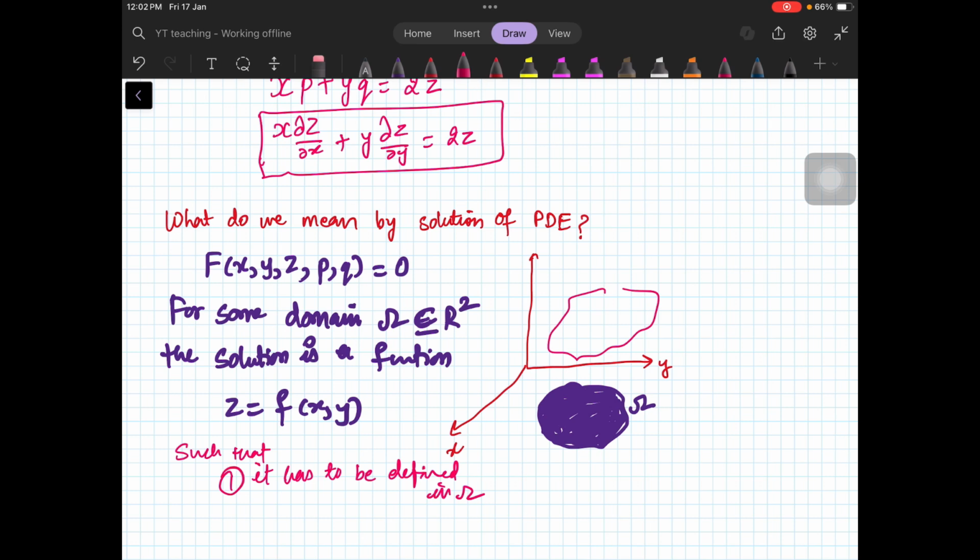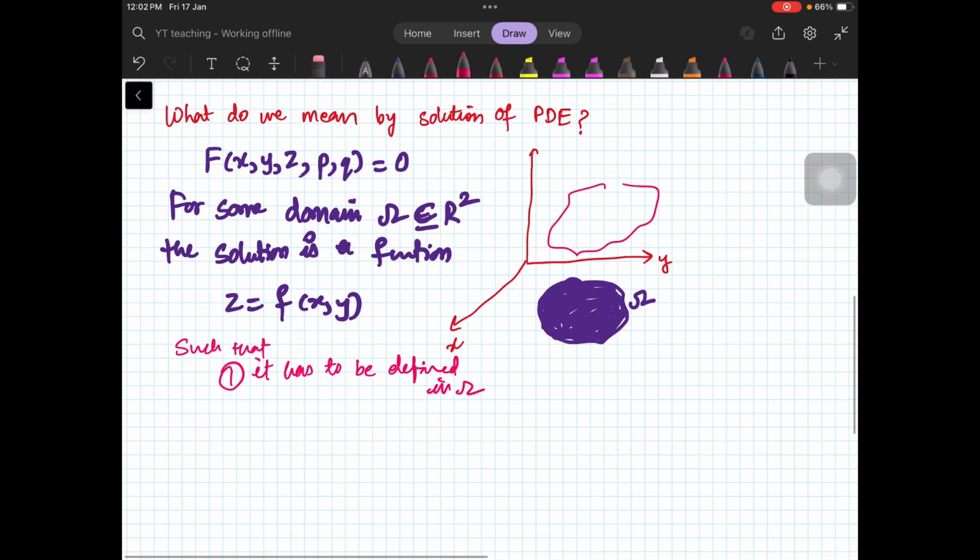Okay, so these things should be very clear to everybody. I have seen that students later on struggle with these understandings, right? Second thing, what is important, because we are talking about the partial derivatives of z, it has to be a function in the space C1.